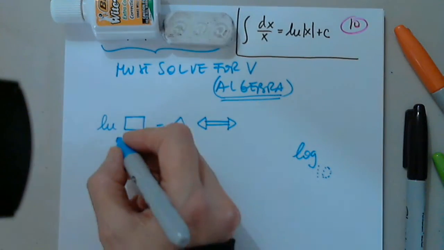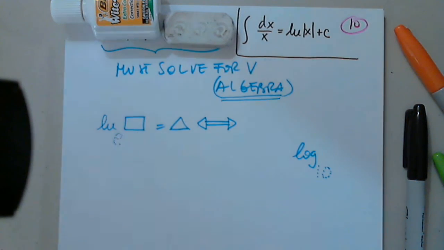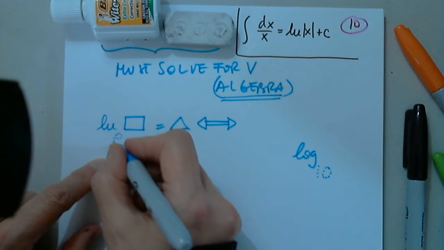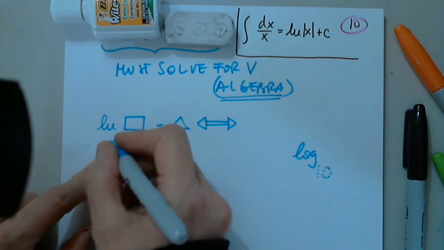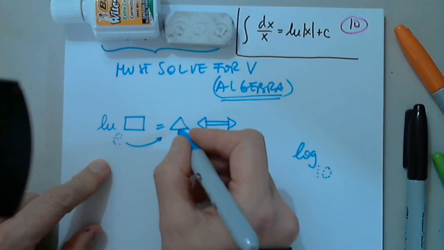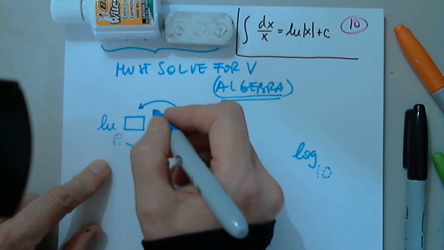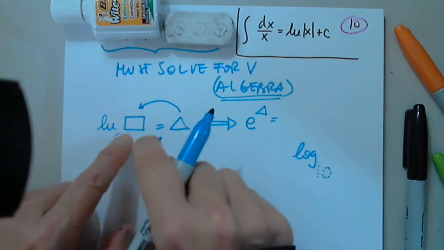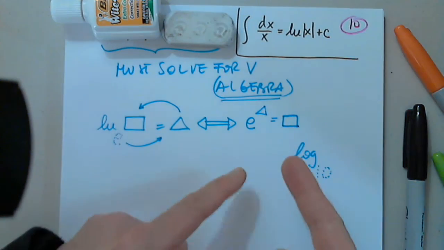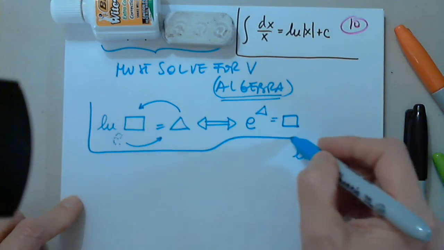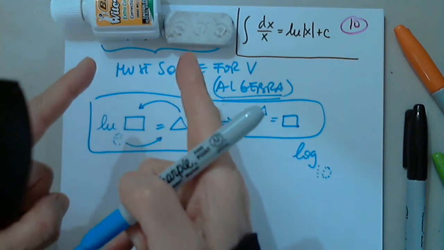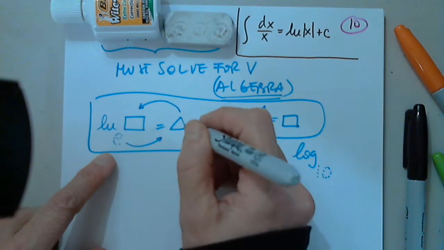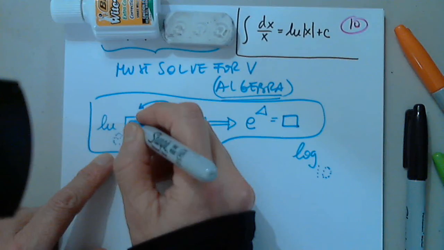So we don't write it, but we know it's there. How do I solve this? e raised to this power equals this number. E raised to the triangle equals the rectangle. This is what I have to use over there to solve for V. Base raised to this number equals this number.